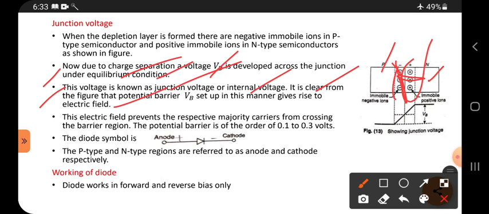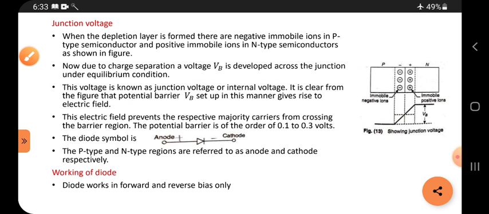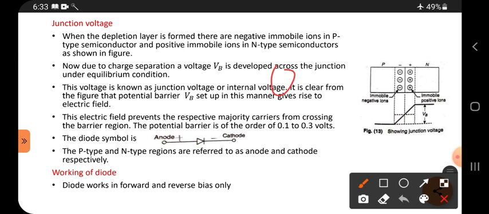Like this, one side has negative and the other side positive charge, and because of that a potential difference is created. That is called barrier potential or internal potential or junction voltage. And because of the separation of charges, an electric field is also generated. This electric field prevents the respective majority carriers from crossing the barrier region. So this field is stopping the charge carriers from crossing the region.